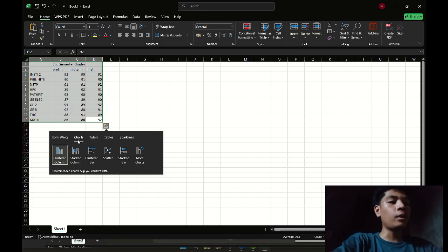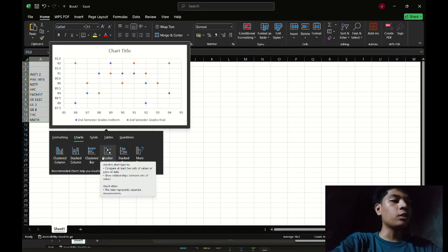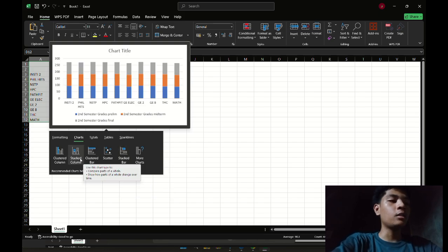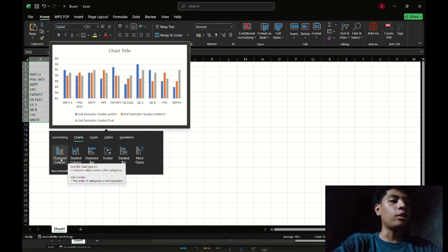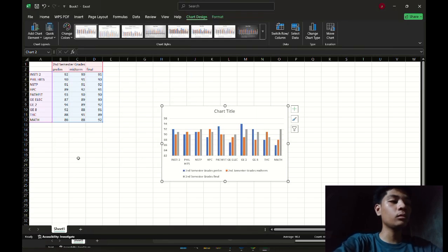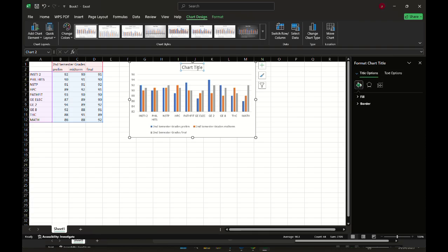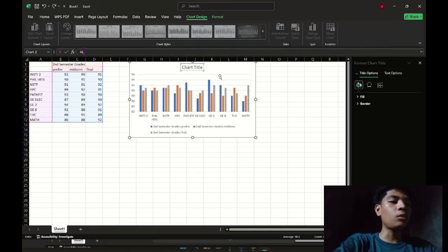The chart has different types, which are clustered column, stacked column, clustered bar, scatter, stacked bar, and more. But I choose clustered column. Next, you can add the title, and my title is my name, for example.